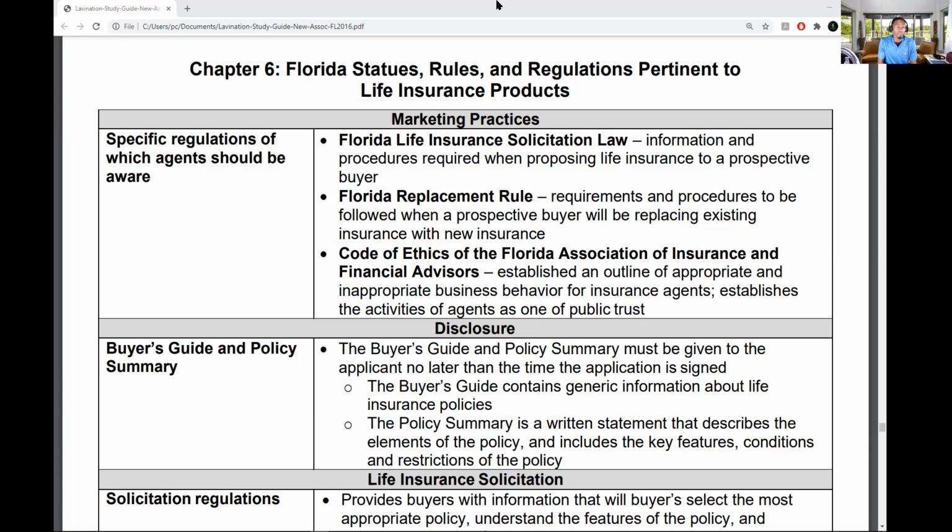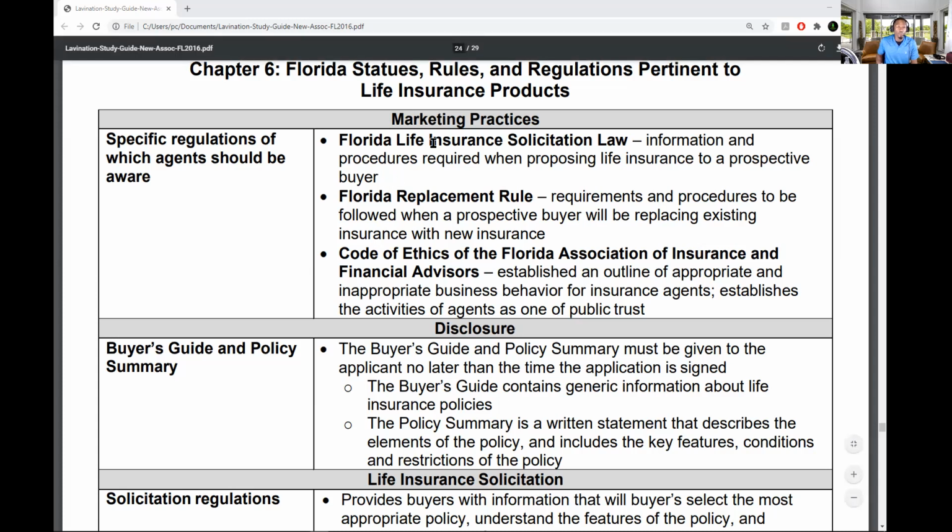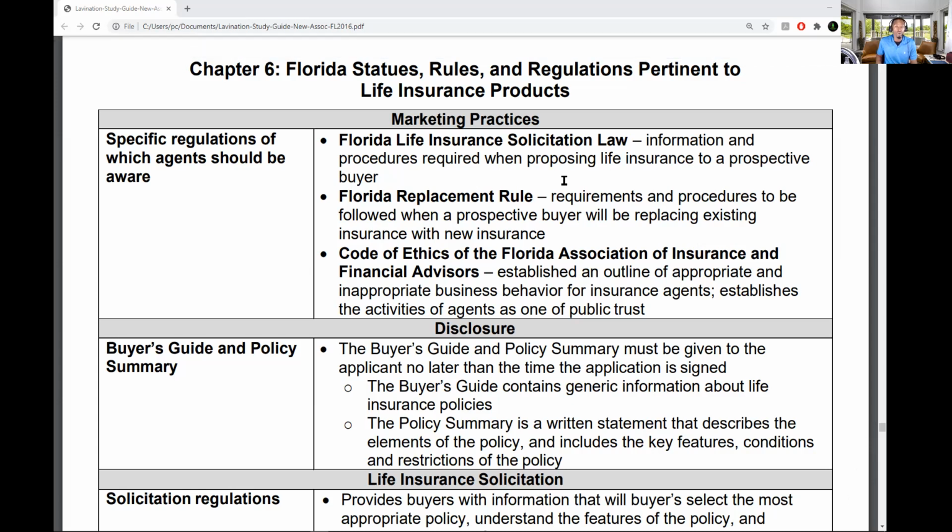So the first thing we're going to talk about is what we call marketing practices. Specific regulations of which an agent should be aware. First, you need to be aware of the Florida life insurance solicitation law. This covers the information and procedures required when proposing life insurance to a prospective buyer.